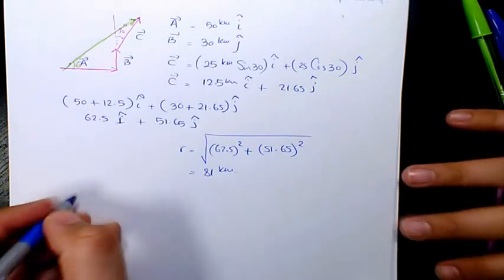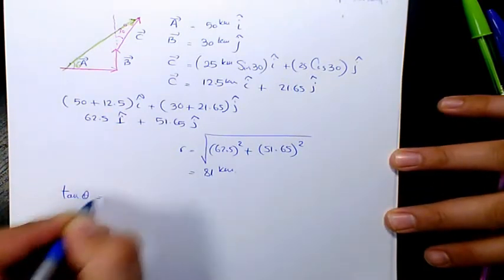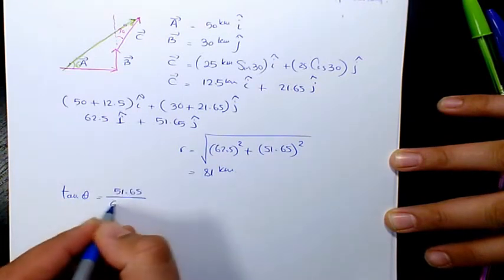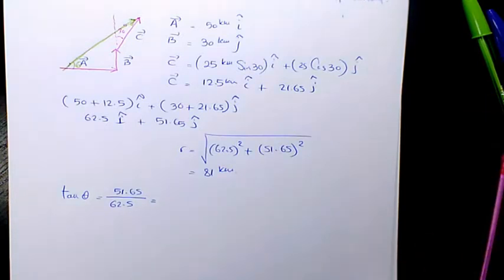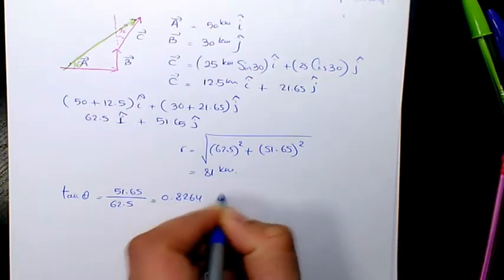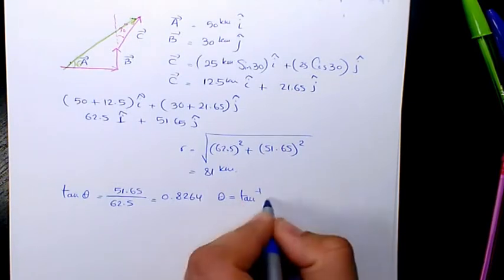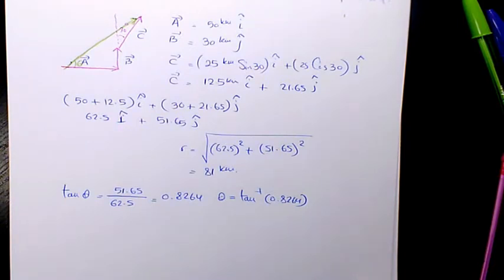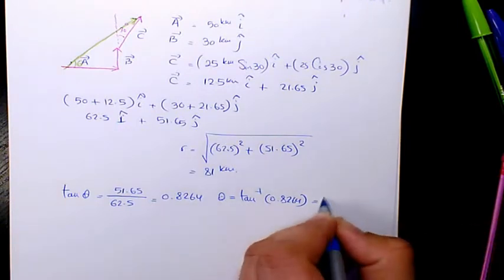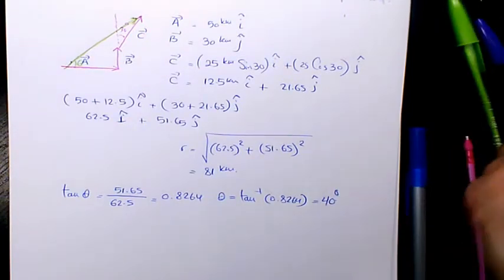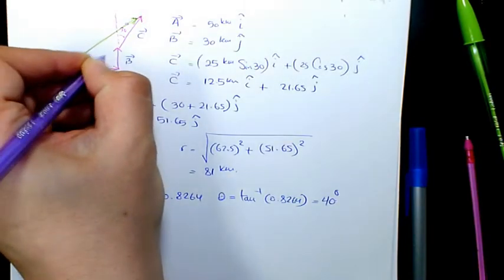So we can say tan theta equals 51.65 divided by 62.5. So that will be 0.8264. Theta is going to be tan inverse of 0.8264. That will be almost 40 degrees. So theta, which is what you see in here, it's going to be 40 degrees.